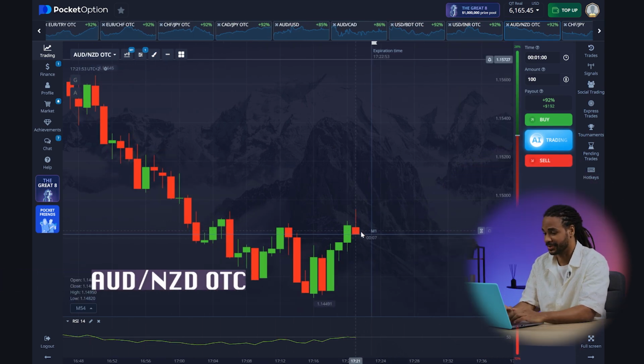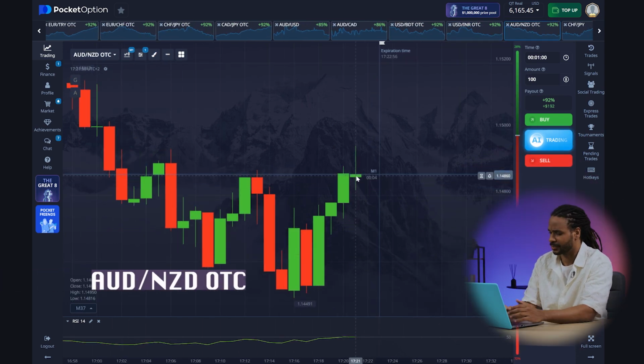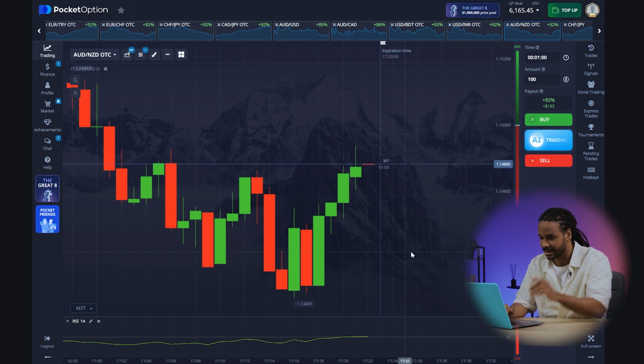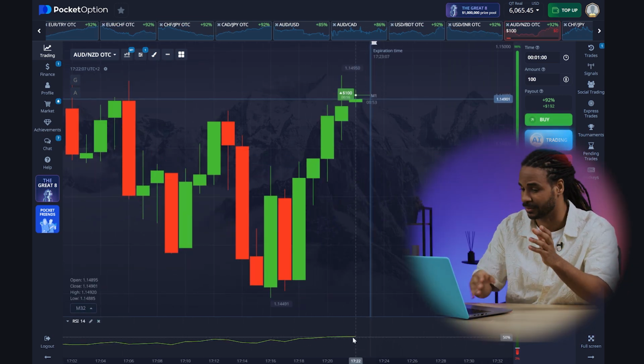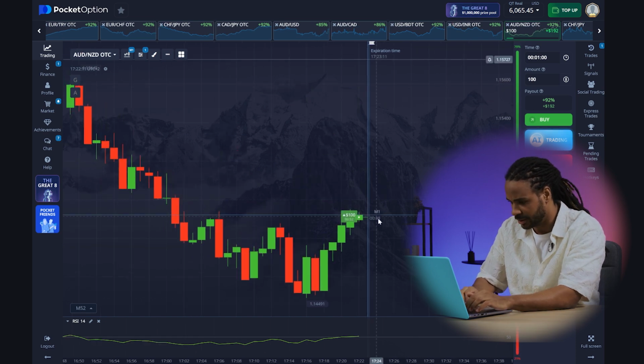We pay attention to the candle formation. The candle is red. No, it's green now. Excellent. This shows the chart is breaking through the 50 level. Here we open a buy trade.